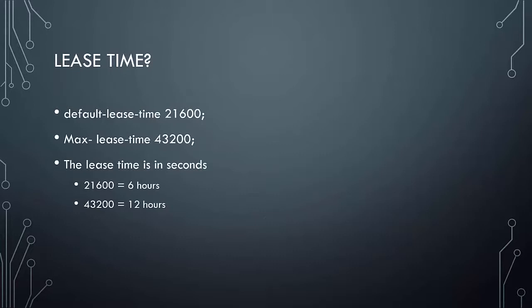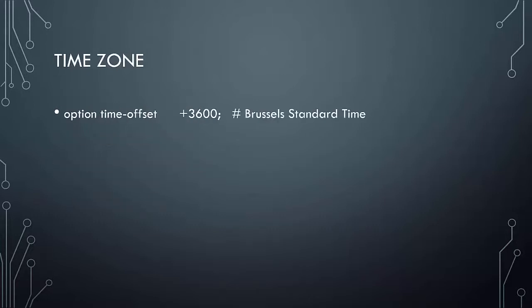The lease time is written in seconds. If the host doesn't add a request lease time option, the server will provide the default lease time. If the client asks for a time but exceeds the max time, the server will provide the max lease time you have set in the configuration file. Let's say the client asks for 54,000 seconds, 15 hours. In this case he will get only 43,200 seconds or 12 hours. The time zone is also in seconds. I live in Belgium, which uses +1 hours. That is why I do 3600.